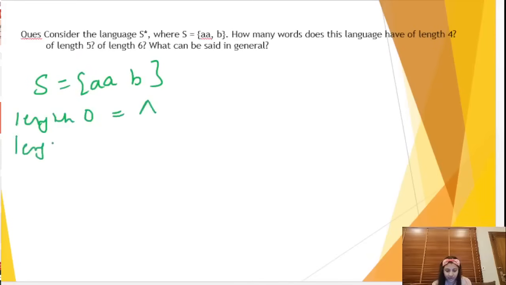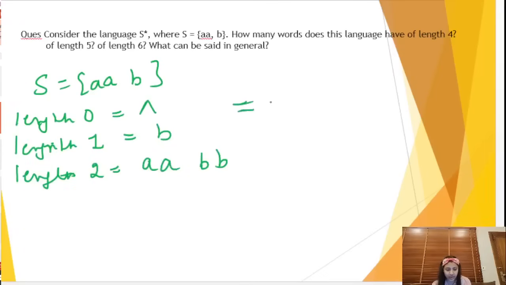Then length 1 word, strings of length 1 is a single string only, that's B. Then strings of length 2, we can have 2 strings of length 2, AA, BB. So here let's calculate the number. Length 0 string we have just 1, length 1 string we have just 1, length 2 strings we have 2, then length 3 strings. Now length 3 strings can be formed by the concatenation of the words in length 2 and length 1.